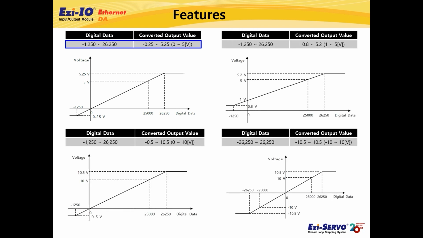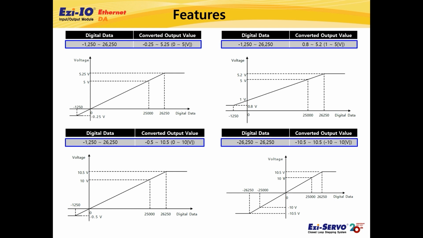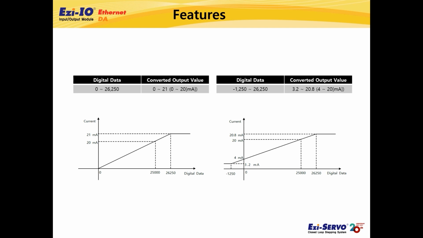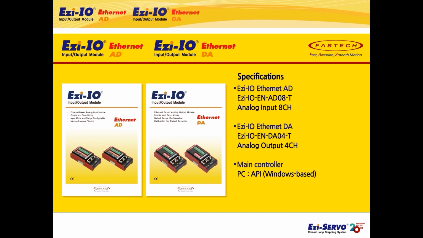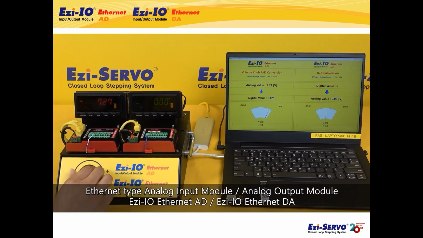For the digital data input range and actual output voltage range for each output range in voltage output mode, please refer to the table and graph on the screen. Also, please refer to the table and graph on the screen for the digital data input range and the actual output current range for each output range in the current output mode. I have introduced Ezi-IO Ethernet DA until now. The following demonstration shows the conversion of analog input signals into digital signals through Ezi-IO Ethernet AD products, and digital input signals into analog signals through Ezi-IO Ethernet DA products.